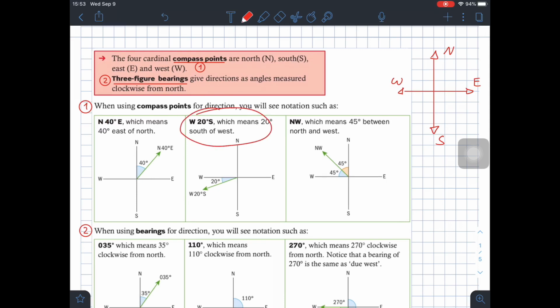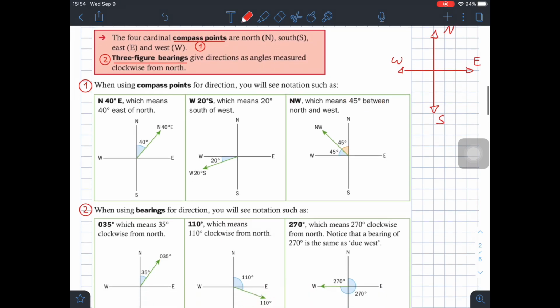So for example, west 20 degrees south, we first go west, right? And as we want to go south, we need to go 20 degrees down, right? So 20 degrees down, and here we have the final direction that we're heading to, right? Finally, for this example, northwest, it says. So we go north, and then we go west. And since we do not have an angle, it means that the angle formed is the same as if I were to go west and then north, right? So we assume that when we're not given an angle, it's 45 degrees, as it is right here, right? 45 degrees between north and west.